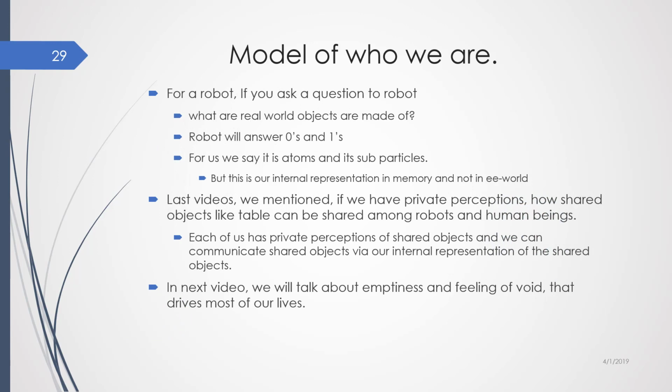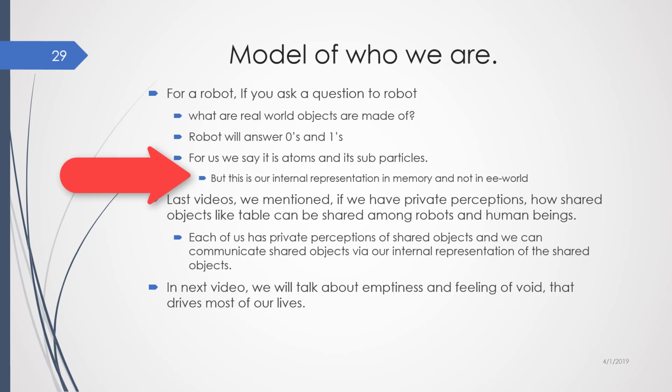So let us ask a different question at this point. For a robot, if you ask the question, what are the real world objects made of? The robot is going to answer, the real world objects are made up of ones and zeros. That is similar to when we say the real world objects are made of atoms, and atoms are made of protons, neutrons, and electrons and some other particles. But we can see that in the EE domain, the real world objects are unknown to us, and our definition of what the world is made up of is our knowledge within our EE brain only.